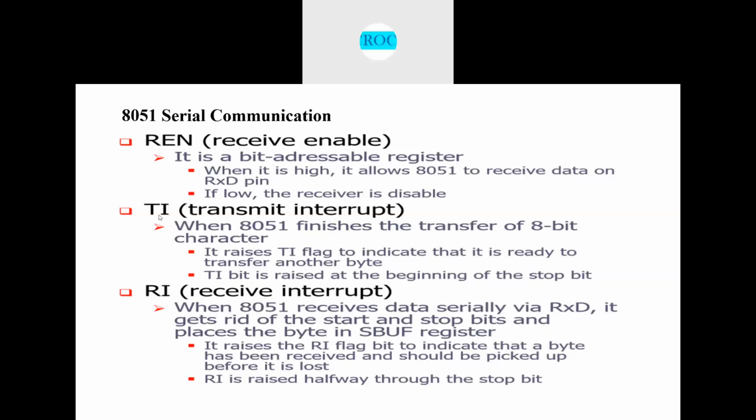And this is the TI bit, the transmit interrupt flag. This is set whenever it is ready to transfer another byte. It means that the 8051 has finished transmitting the previous 8-bit character and now it is ready to transmit another byte. At that time, it will raise this TI flag, and it is raised at the beginning of the stop bit.